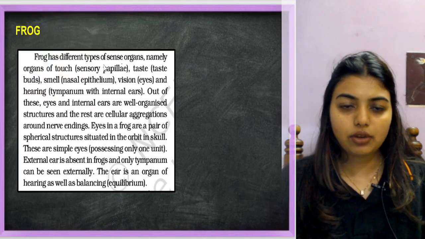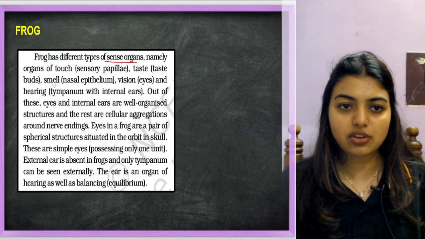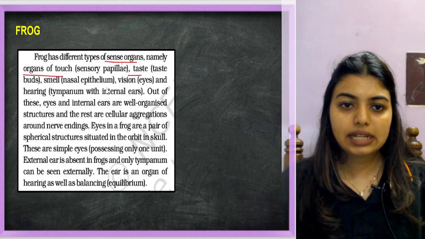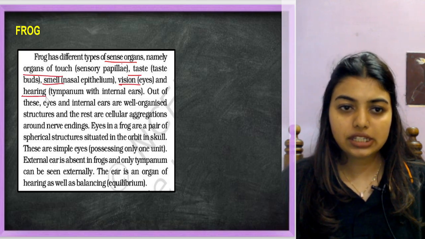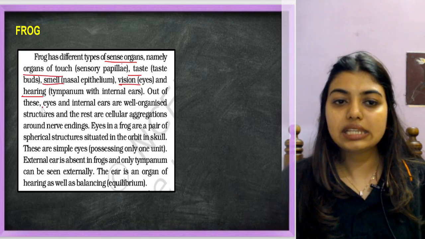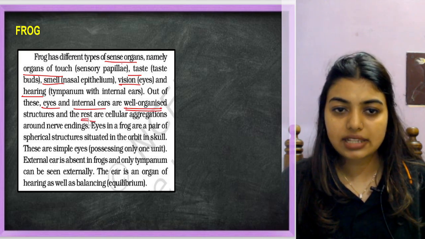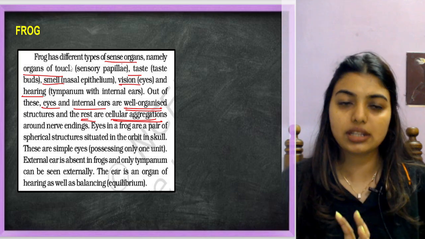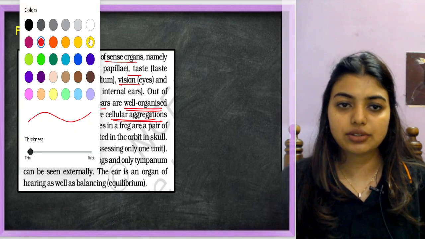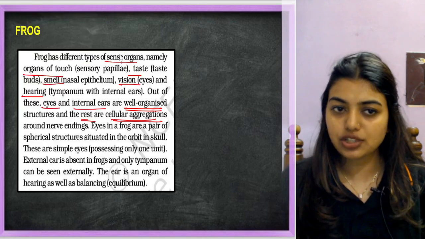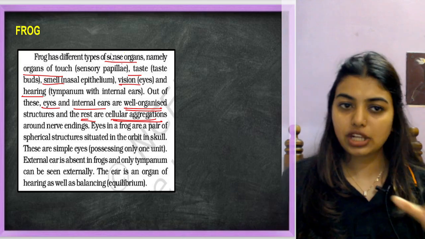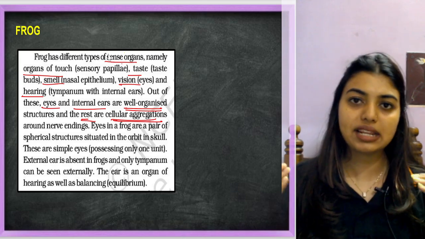Now, frog has different types of sense organs, namely organs of touch, taste, smell, vision and hearing. Out of these, eyes and internal ears are well organized structures and the rest are cellular aggregations. So listen carefully. Here they're trying to tell that frog has different sense organs for touch, taste, smell and vision.